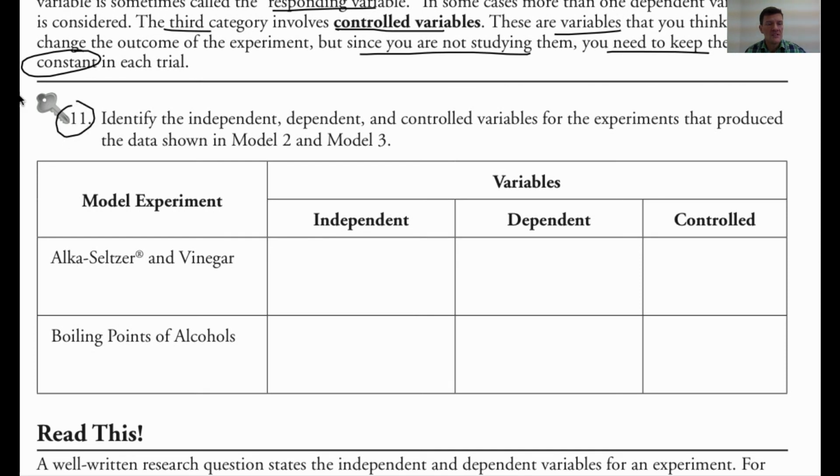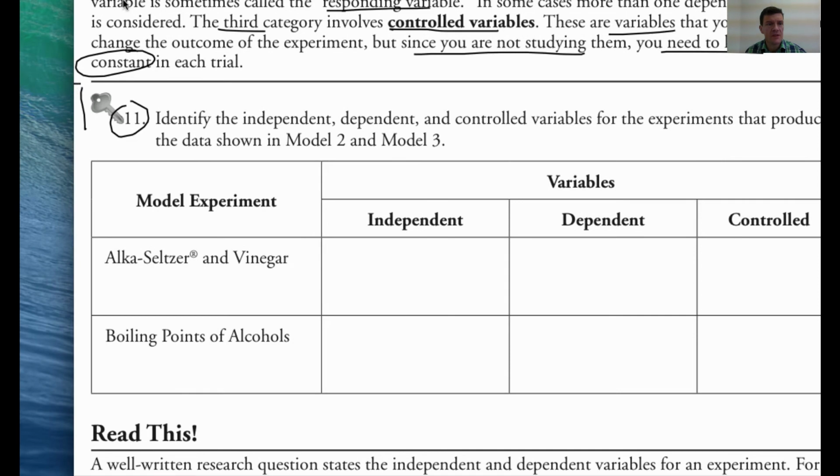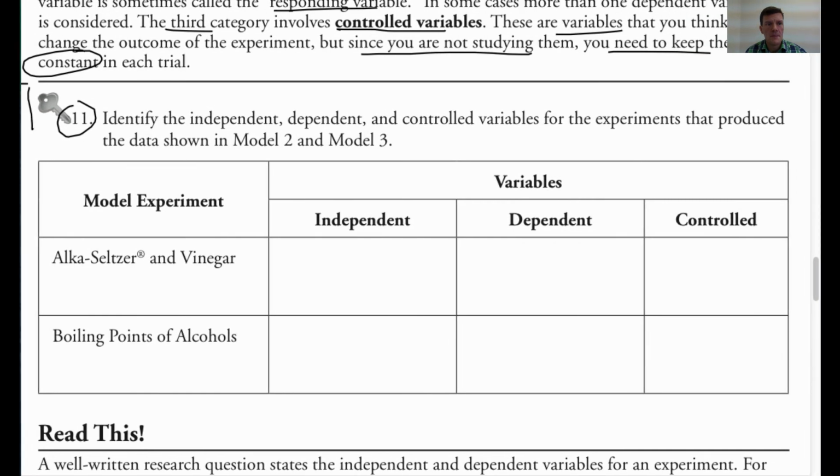Number 11. This is the key point here. Number 11 says identify the independent, dependent, and controlled variables for the experiments that produce the data shown in Model 2 and 3. Well, you probably already drew your own conclusion here, but for the Alka-Seltzer and the vinegar, the independent variable was the number of tablets. You chose 1, 2, 3, 4, 5. For the alcohol one, it was the number of carbons in the compound. Yes, the number of hydrogens also changed, but we were just focusing on the number of carbons.